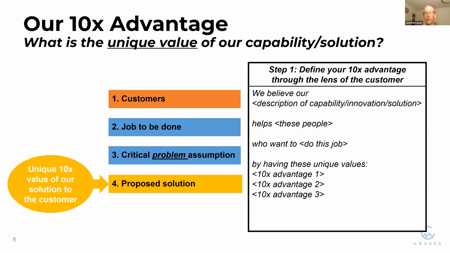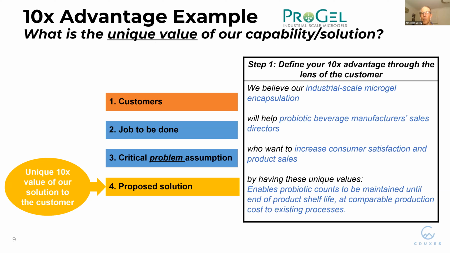Let me give you an example of this. This is a team or a company, as it is now, called Progel, which spun out of the University of Queensland, and they work in the area of microgels or encapsulation. So this is the way that they described their assumptions about their 10x advantage. When this company was first spinning out, this is the way they would have described themselves.